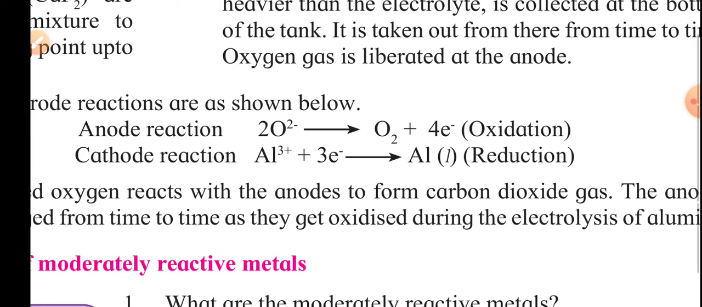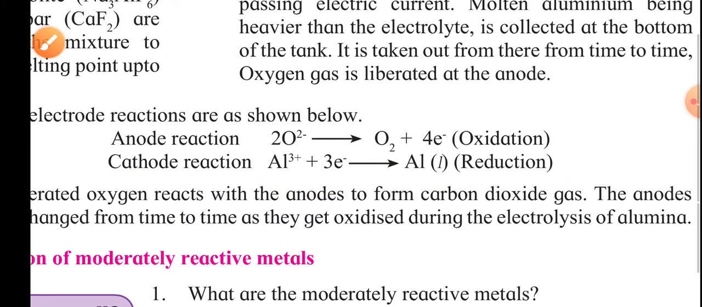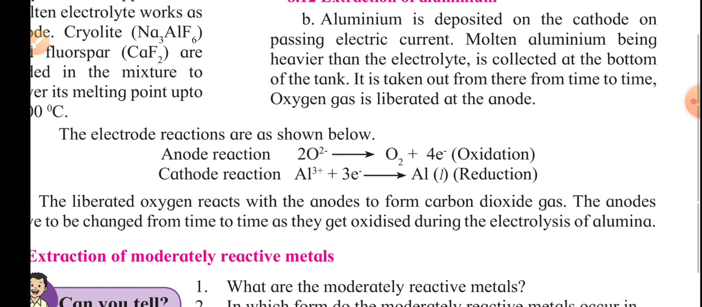And then the electrolytic reduction is taking place. The anode reaction they have given over here is the formation of oxygen gas, and the cathode reaction is the aluminium ion reacting with the electrons and forming aluminium in the reduced state, and the molten aluminium comes out of the tank.